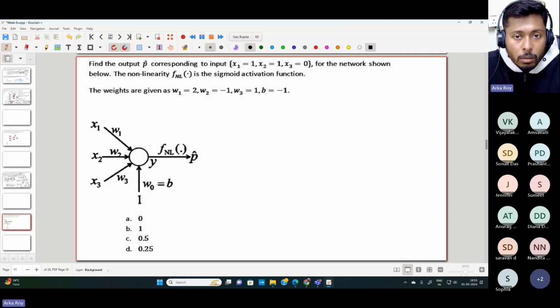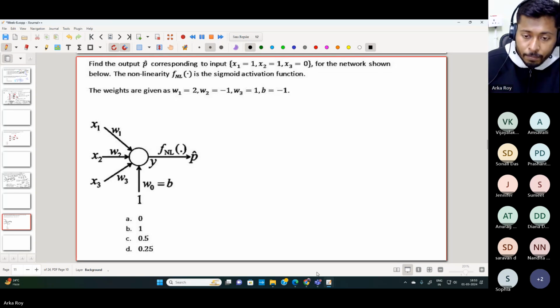Okay, so this question states that you have to find the output p hat.